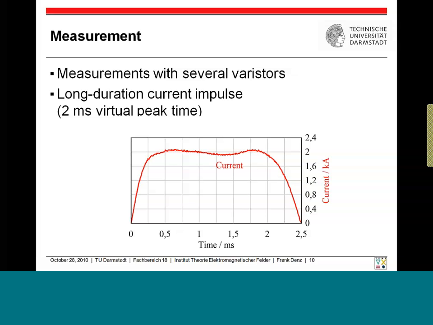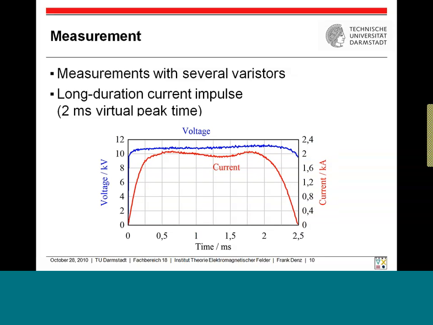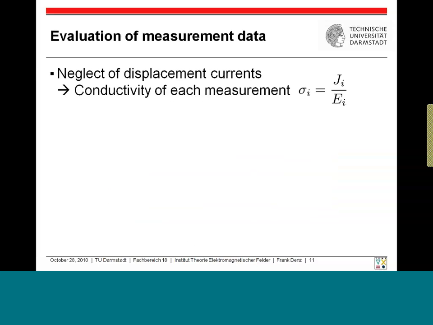During this current, our varistor is heating up by 140 Kelvin, and we record both voltage and current. By recording these values, we could calculate for each sampling point our electric conductivity as a ratio of our current density and electric field strength. And what we want to gain is the relationship between conductivity, temperature, and electric field strength. Temperature is still missing. We cannot measure temperature, but we calculate the temperature.